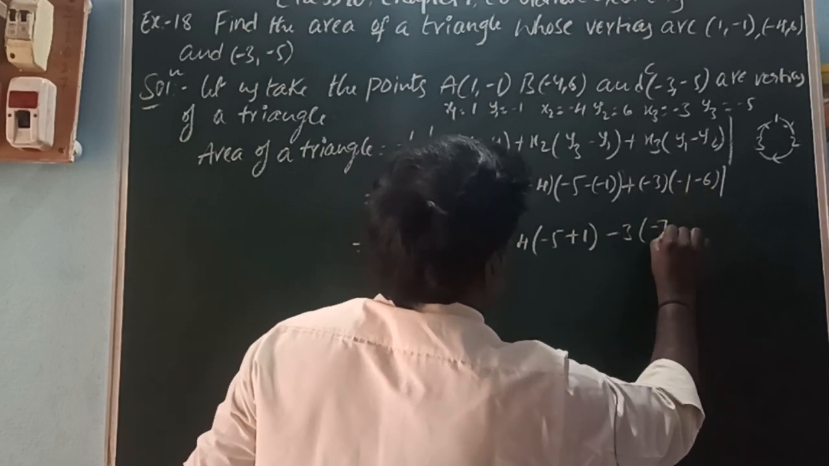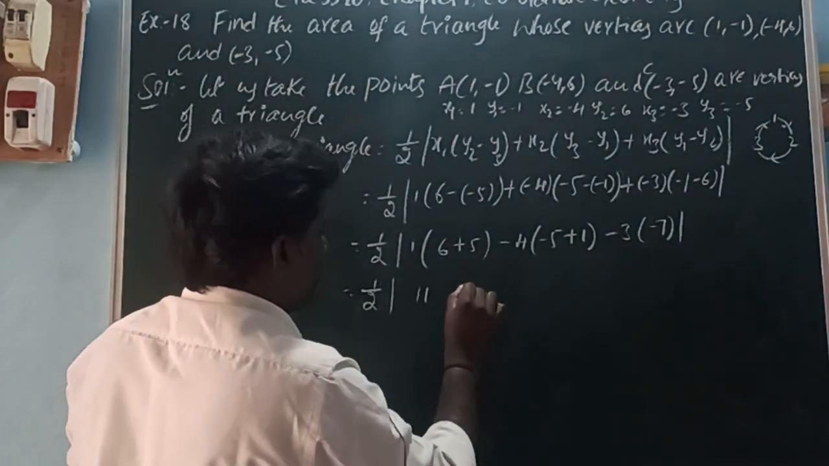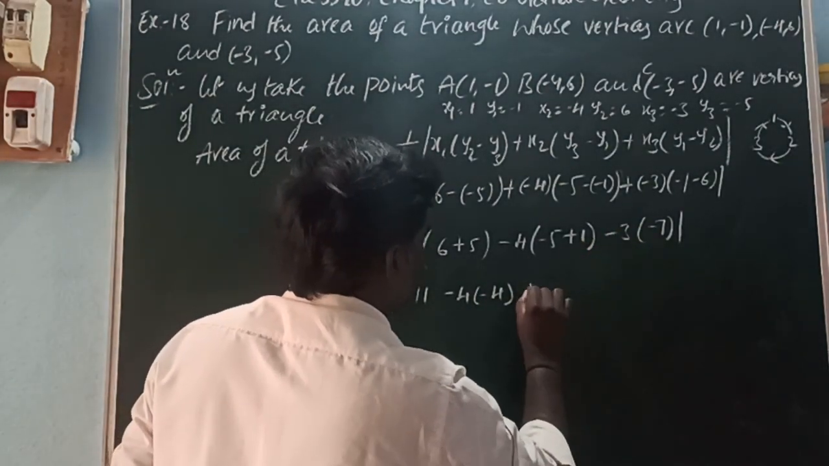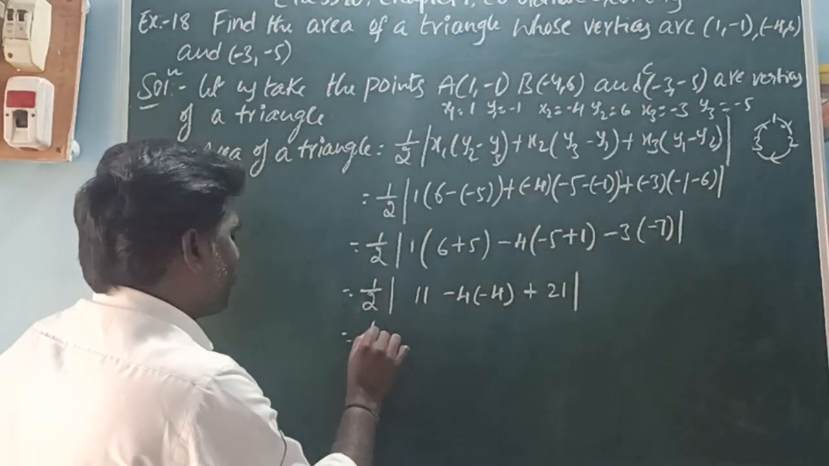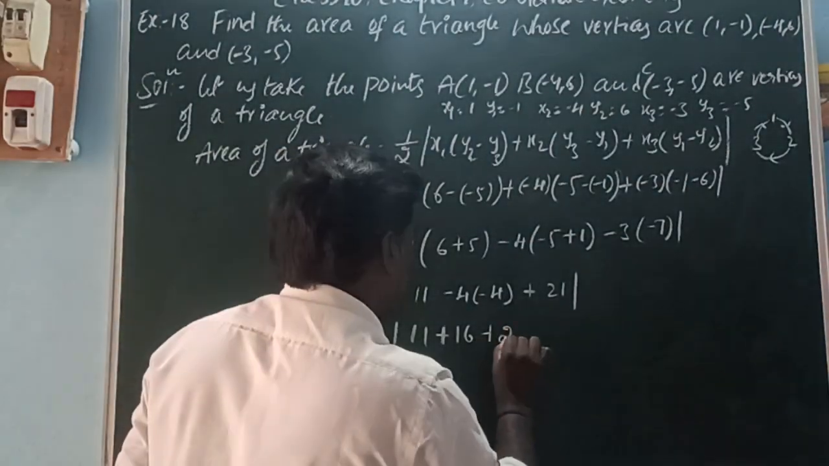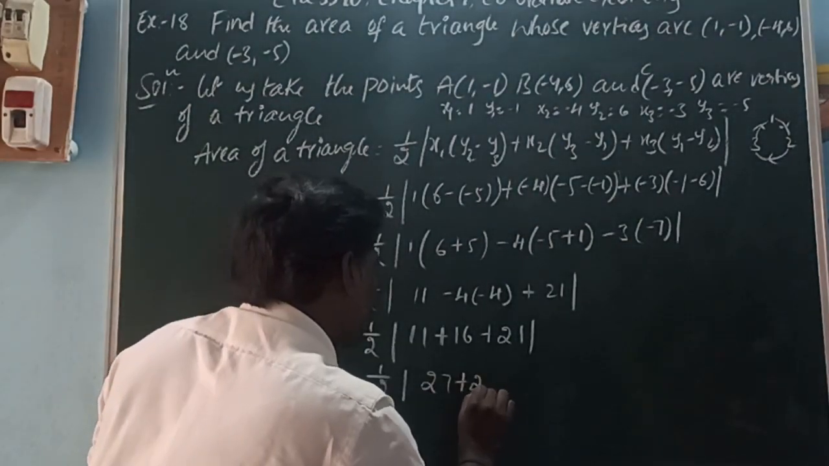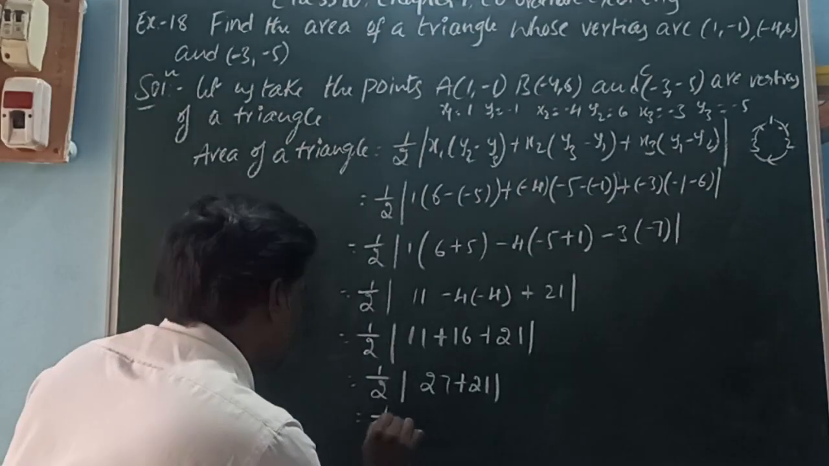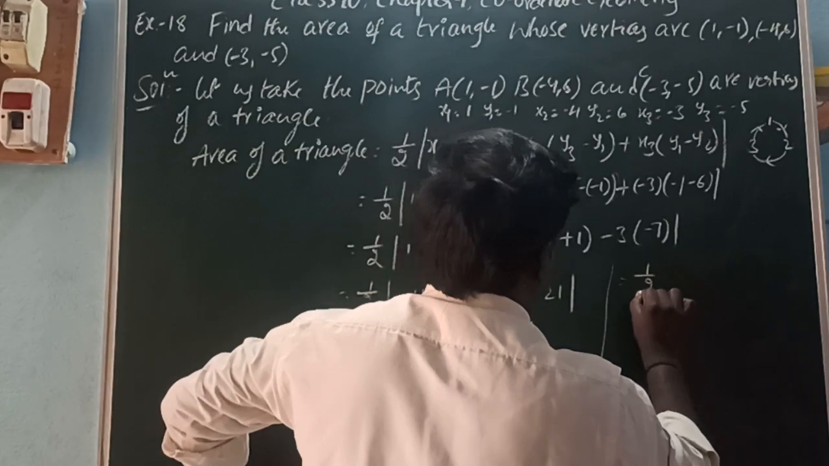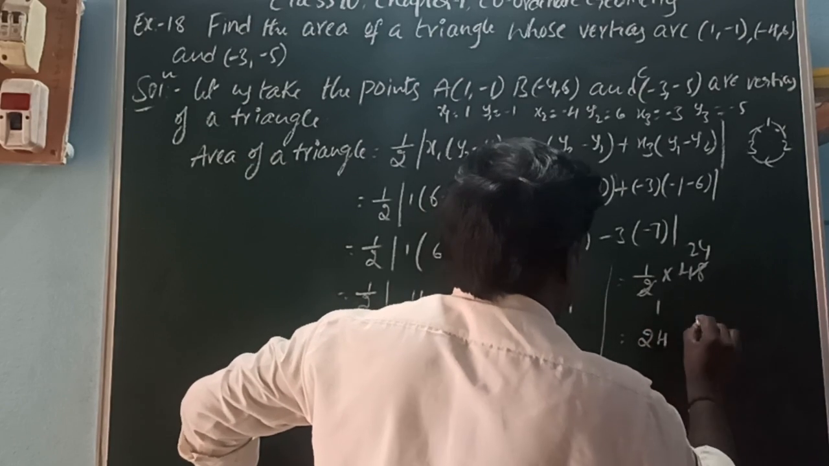So minus 1 minus 6 is minus 7. So 1 by 2 modulus 1 of 6 plus 5 is 11, minus 4 into minus 5 plus 1 is minus 4, plus minus 3 into minus 7 is 21. So that is 1 by 2 modulus 11 plus 4 times 4 is 16, plus 21. So 1 by 2 modulus 11 plus 16 is 27, plus 21, that is 48. So 1 by 2 into 48, that is 24 square units.